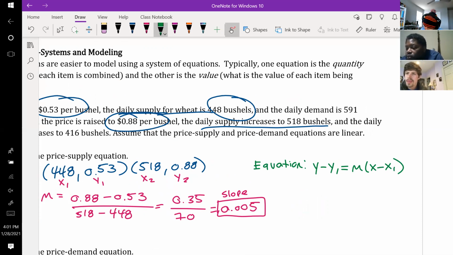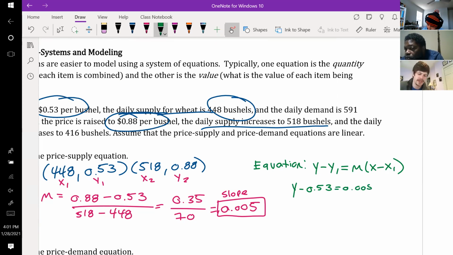Good, Charles? Yeah, I'm getting there. The slope and the decimal threw me for a loop. Gotcha. That 0.005.